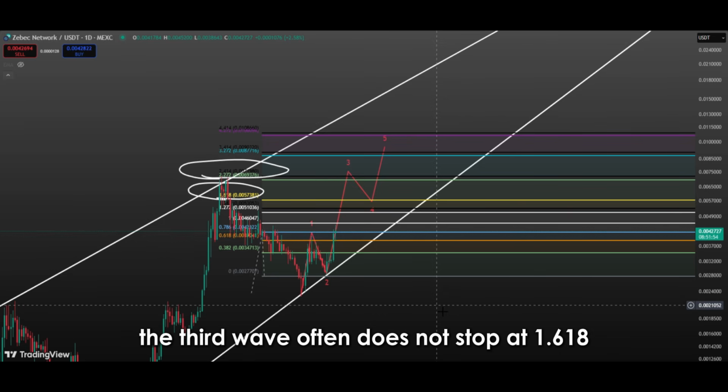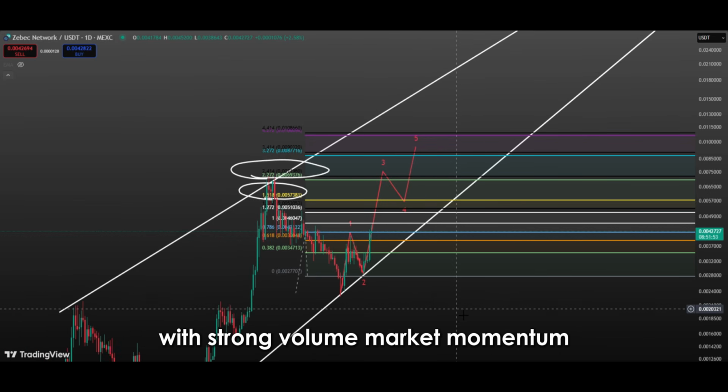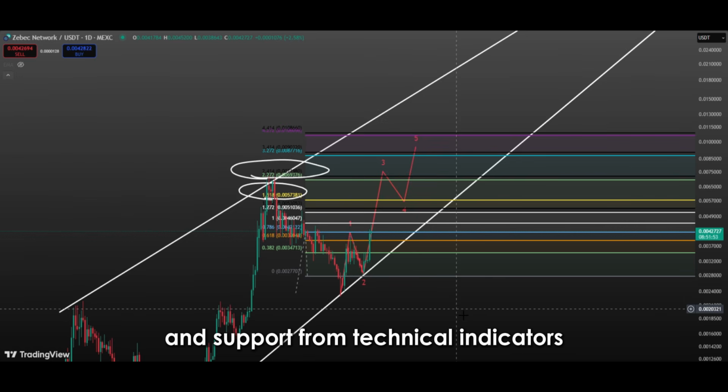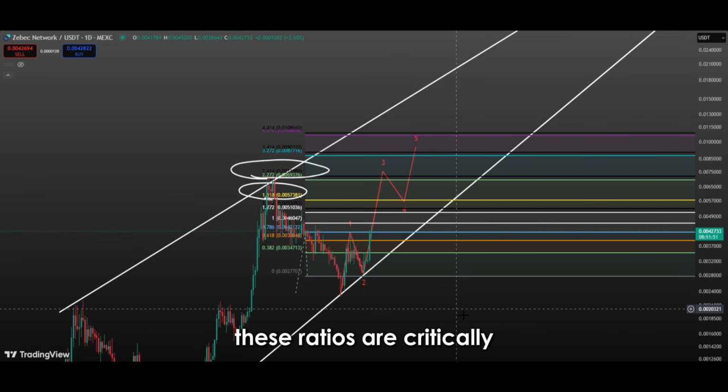However, the third wave often does not stop at 1.618. With strong volume, market momentum, and support from technical indicators, this wave can extend as far as the 2.272 level. These ratios are critically important in technical analysis and are treated with great care in target price calculations.